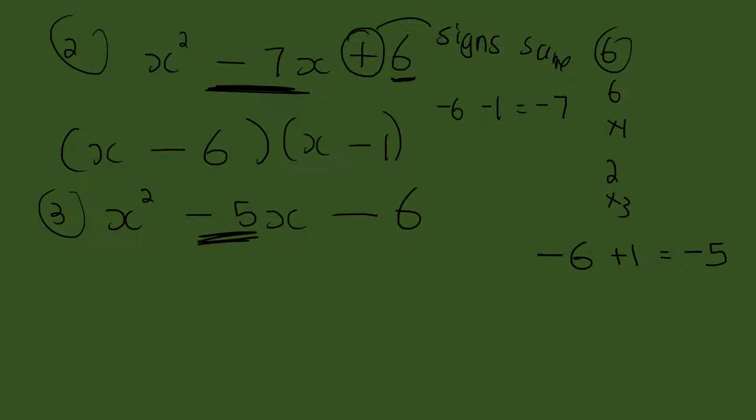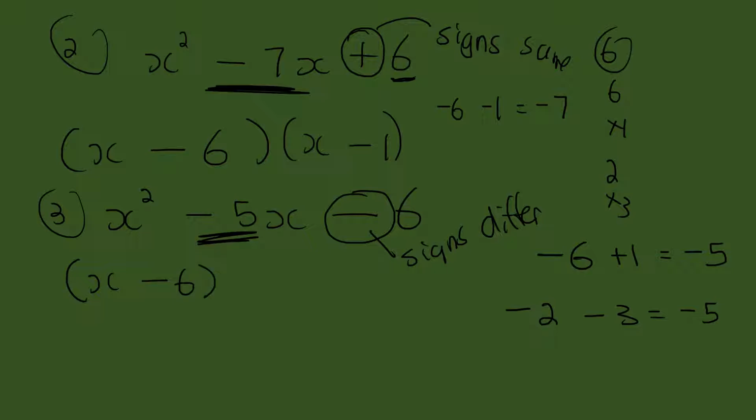But I can also work with 2 and 3. If I say I owe 2 and I owe 3, then I do indeed owe 5. But then you look at this double check at the end. If that's a negative, it means your signs must differ. So -2 and -3 will not work. I will work with -6 and I will work with +1.